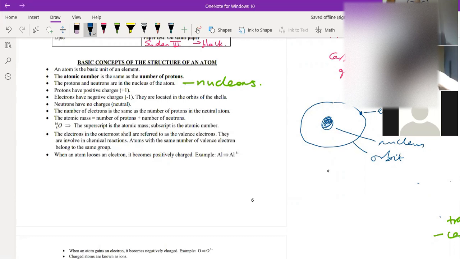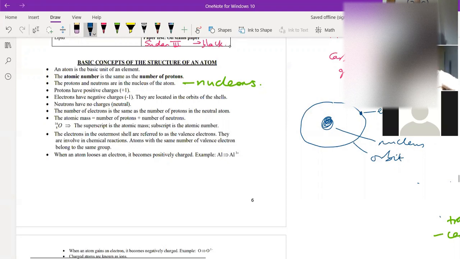Okay. Now the number of electrons is the same as the number of protons in the neutral atom. So I'm going to highlight that. They are the same. The number of electrons is the same as the number of protons in the neutral atom.